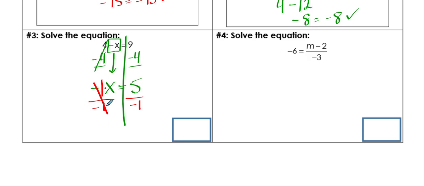Multiplying by negative 1 and dividing by negative 1, those cancel each other out. That gives me x all by itself there. And then 5 divided by negative 1 is negative 5. So negative 5 is my final answer there.